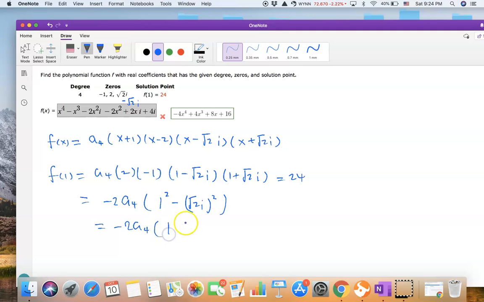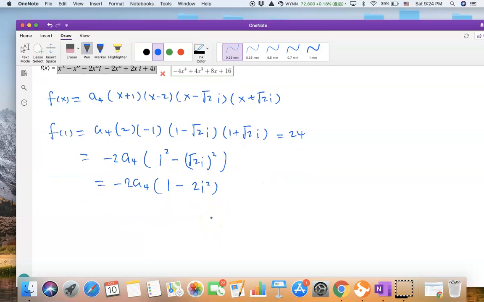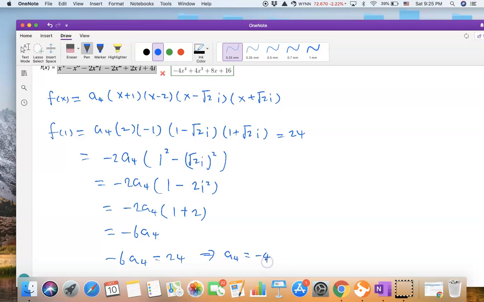So that's 1 minus 2 i squared. And i squared is negative 1, so this is 1 plus 2. So that's 3 times negative 2, negative 6 a_4. So negative 6 times a_4 should be equal to 24. Therefore, a_4 is negative 4.